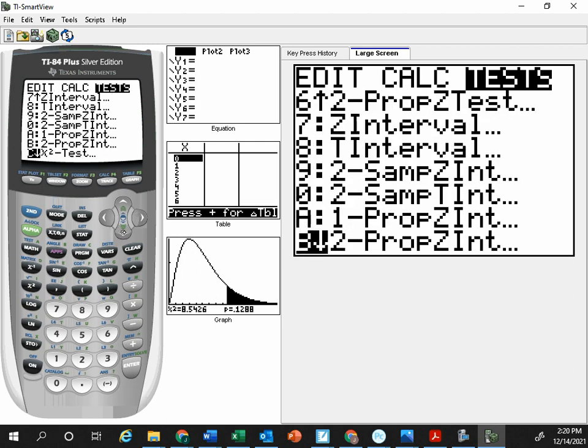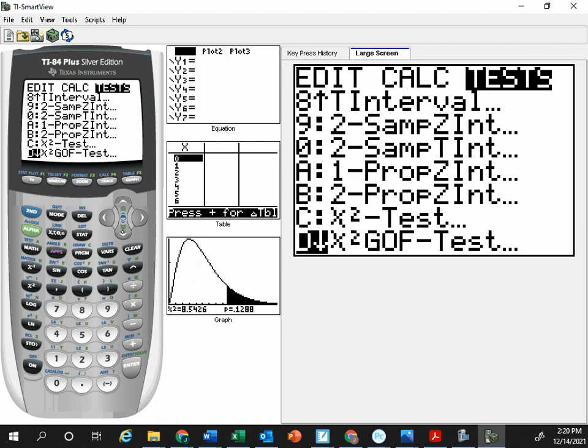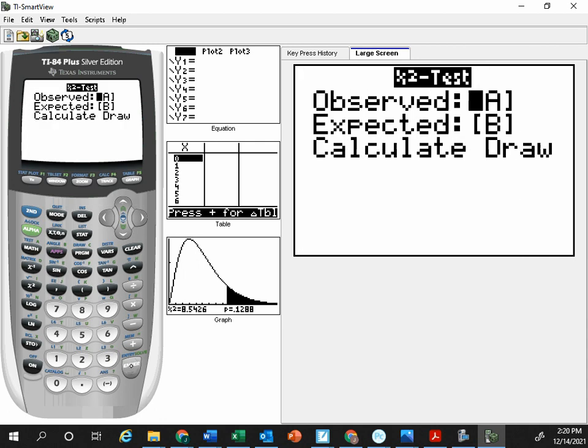Now this time, I'm not doing a goodness of fit test. Okay, remember that's the one that has lists. That's not what we're doing. We're just doing the chi-square test. So pick letter C.